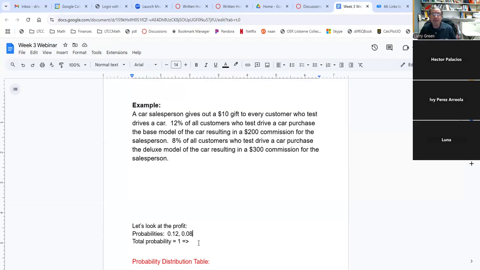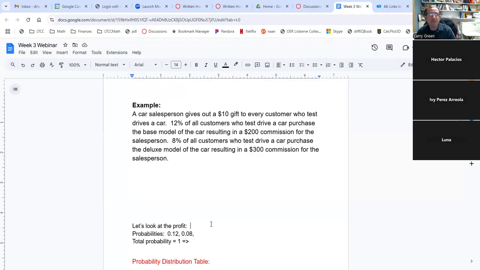Is that all that can happen? The only things that could happen are base model and deluxe model. Can anything else happen? What do you think? Or am I done? Have I listed all the probabilities? Yeah, they don't buy anything at all. Okay. So let me also look at the profits.